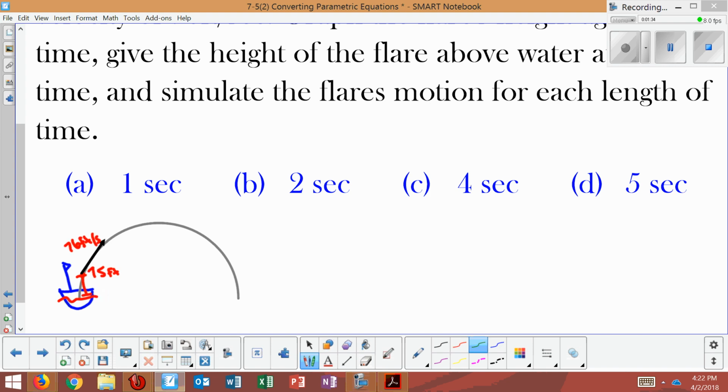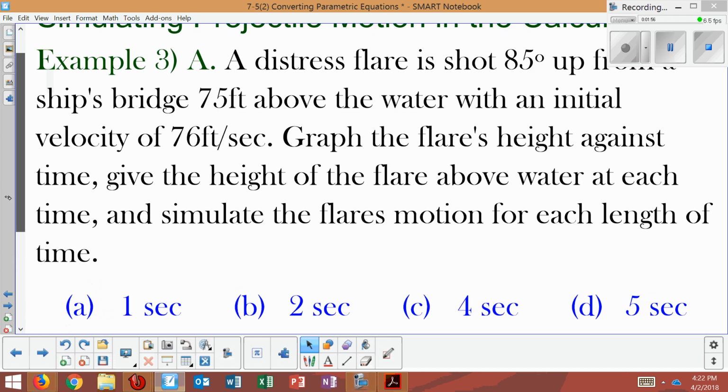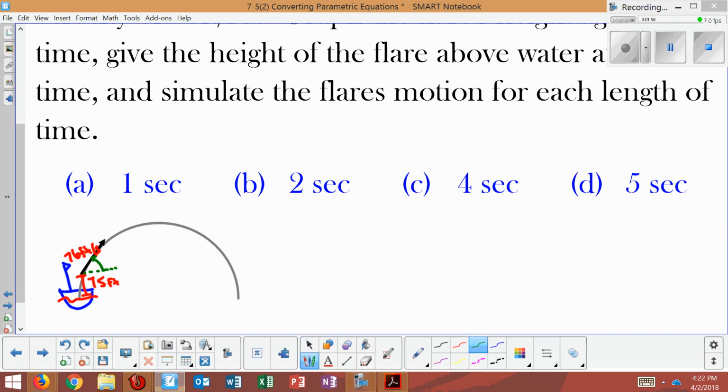And it comes out at a certain angle. The angle that this launches at is, let me move this down so that we can see, there you go. This angle that it launches from is 85 degrees. Now we want to know how far it travels.